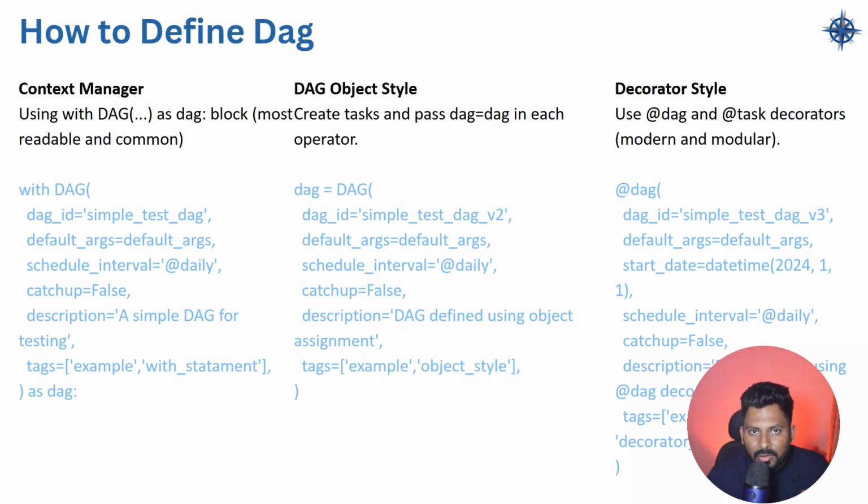Now let's talk about how to define a DAG, how to write a DAG definition file. Whenever we are defining the DAG, there are 3 ways to define a DAG. One is a context manager, where you can define a DAG using a with clause. Second is object style, just like assigning the variable to the DAG variable, you can just write your DAG. And third is using the decorator, where you can write the @dag decorator, and you can create a modern and modular approach. Most commonly used is the context manager, that is the with clause, and using with DAG you can put all the required parameters within that and you can write your DAG.